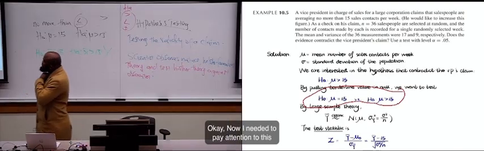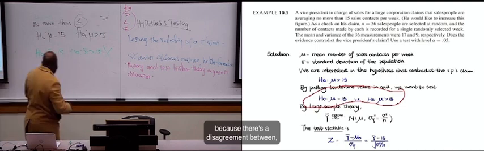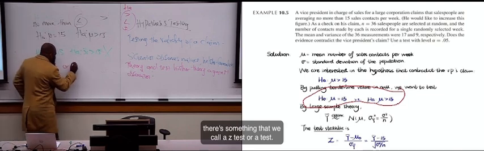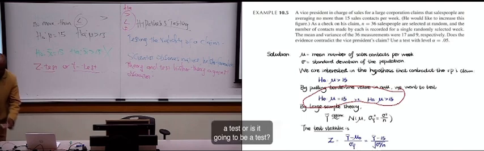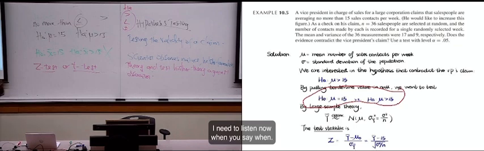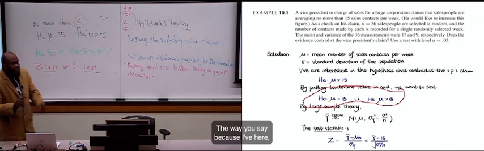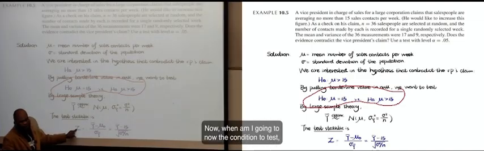Okay, now I need you to pay attention to this because there's something that we call a z-test or a t-test. Which one am I going to use? Is it going to be a z-test or is it going to be a t-test? I need you to listen now. When do we use a z-test? When do we use a t-test? Because I've used a z here. Z-test is what I'm using now. But when am I going to use a t?